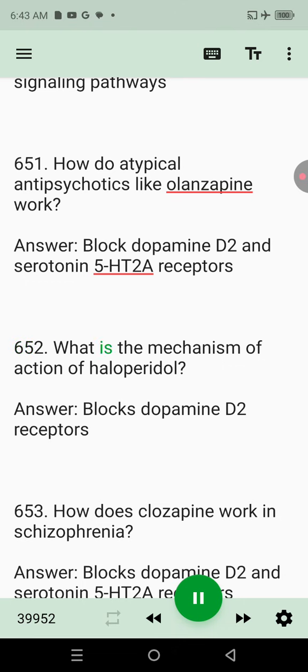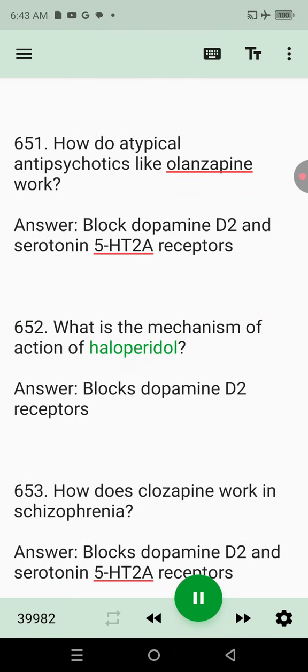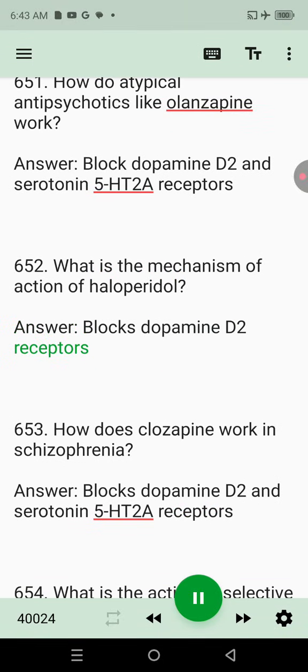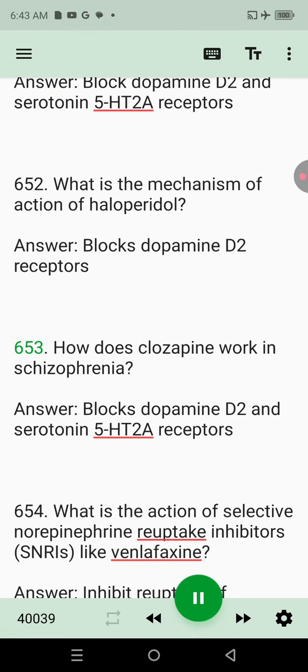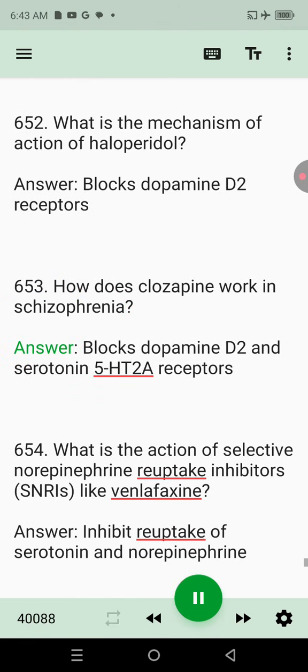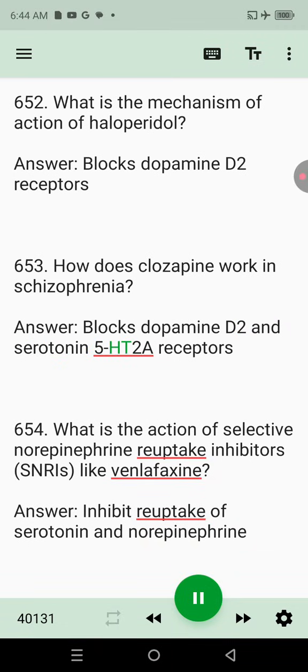652. What is the mechanism of action of haloperidol? Answer. Blocks dopamine D2 receptors. 653. How does clozapine work in schizophrenia? Answer. Blocks dopamine D2 and serotonin 5-HT2A receptors.